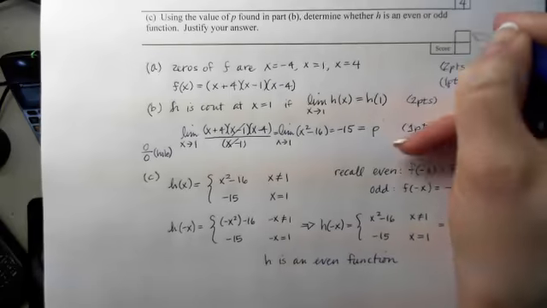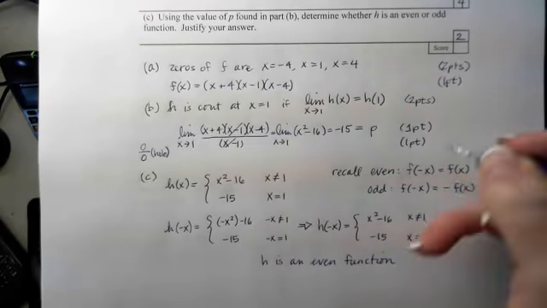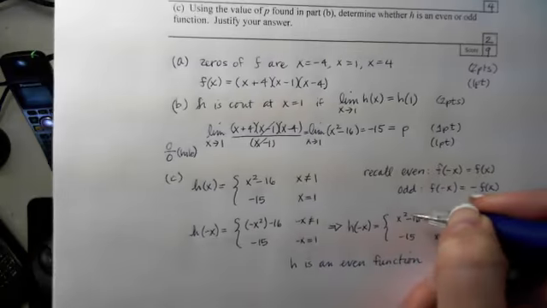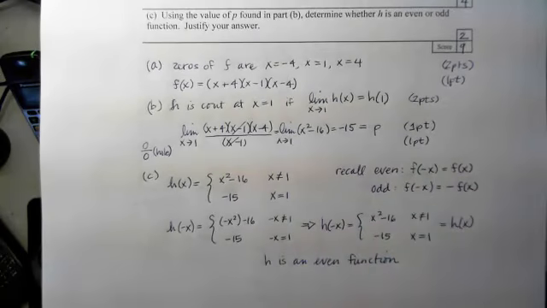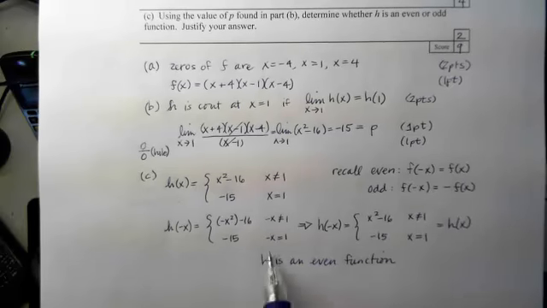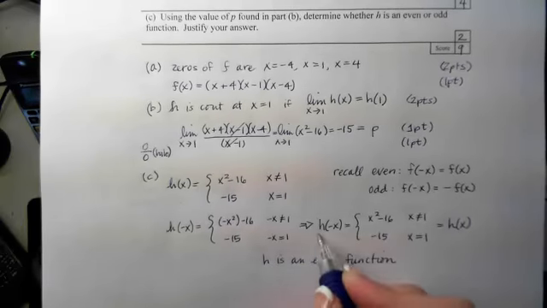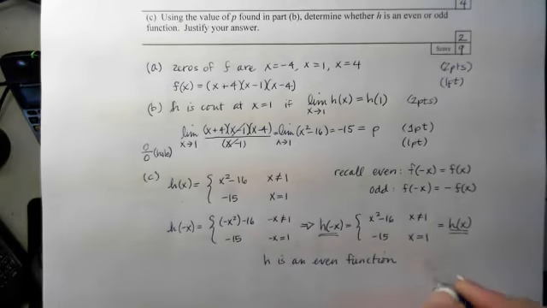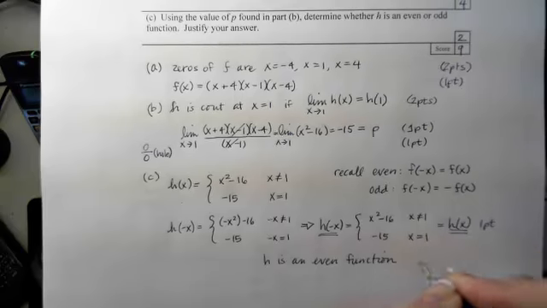The final part is worth 2 points to give us a total of 9, and this is the case for every free response that we ever do. We're always going to have 9 points available. So our final part, C, is we need to illustrate that h of negative x is the same as h of x, and then we have to conclude that h is an even function.